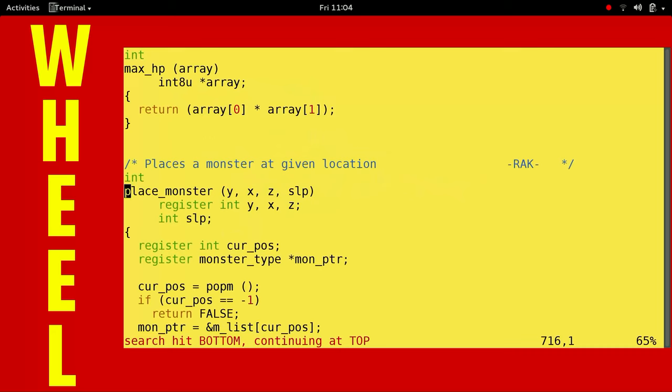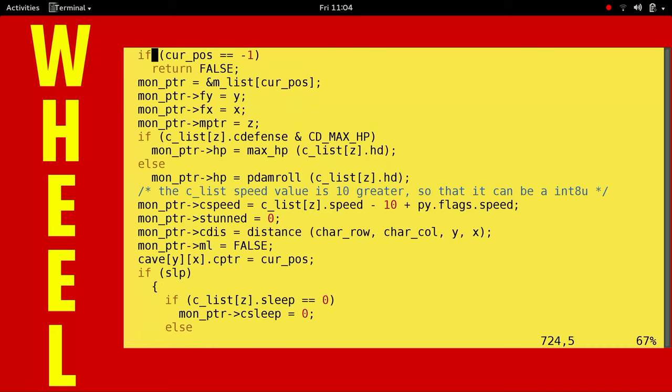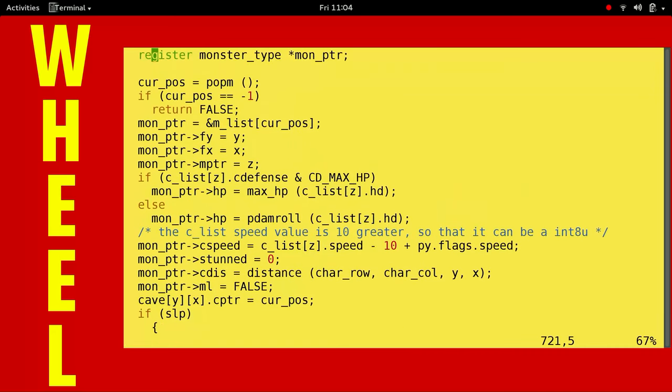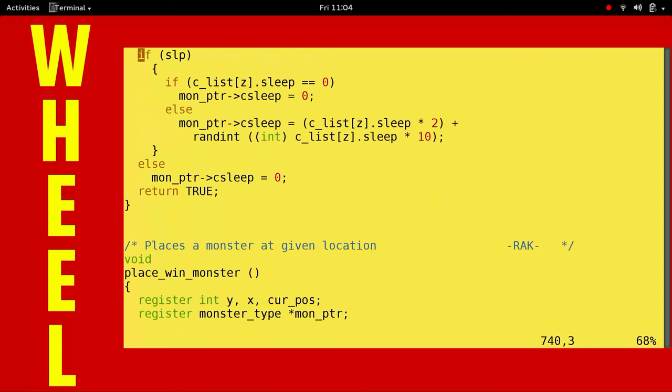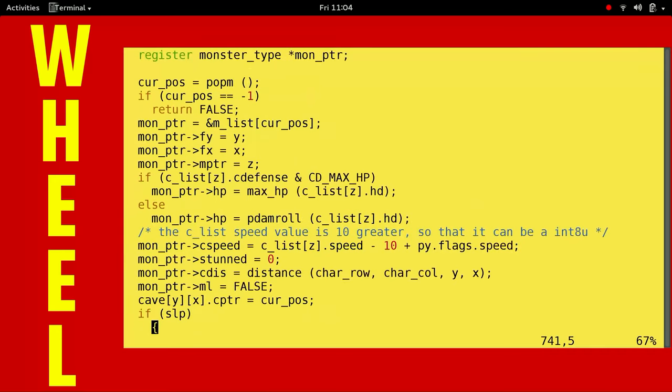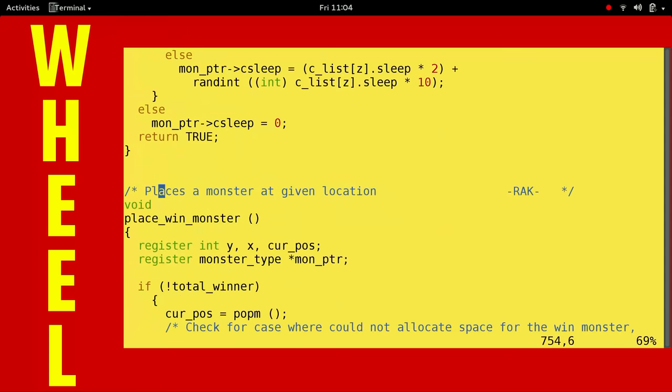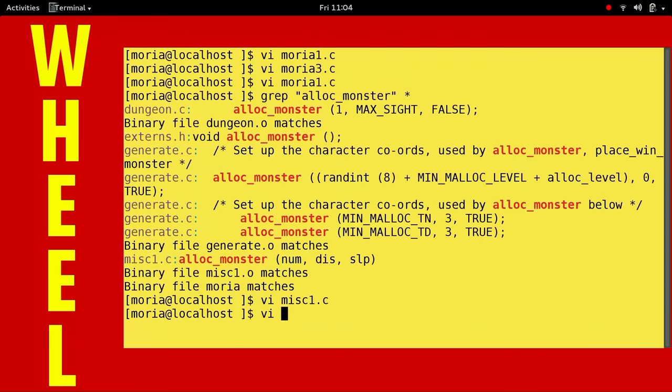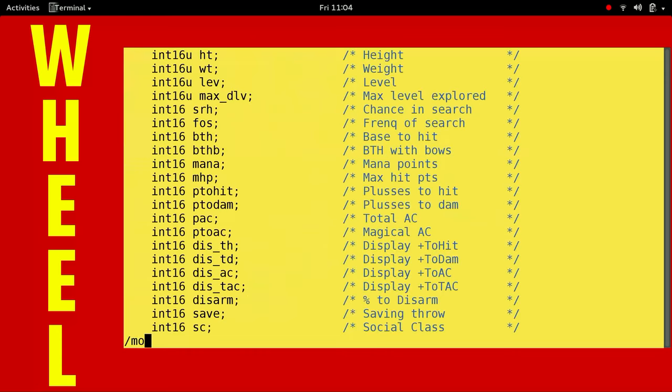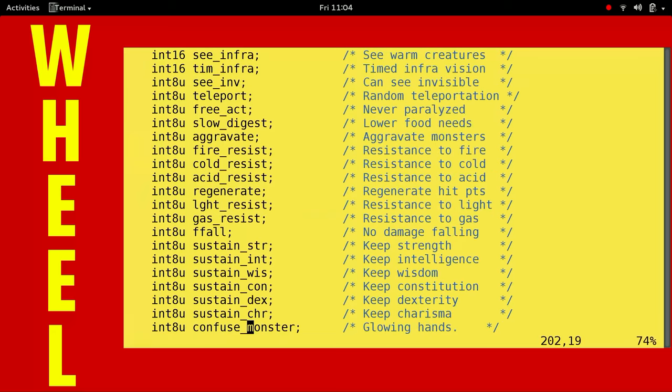Place monster. Maybe this will have it. You know what? I'm presuming that there must be an AC, but what's it called? Because I don't see an AC there either. Types. Monster type.